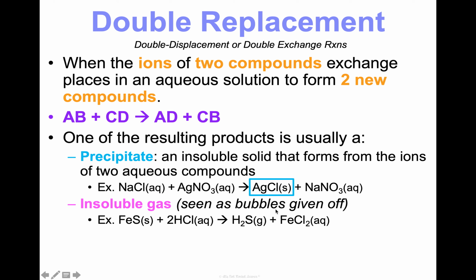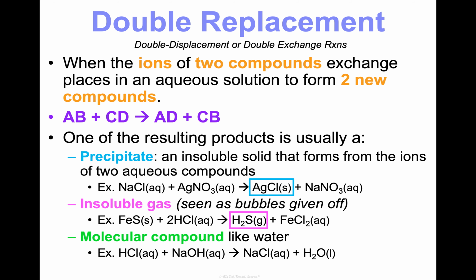We get dihydrogen sulfide, or you can use your acid naming rules here, and we get iron(II) chloride. So this gas given off, those would be the bubbles that we would see. And then last, you can also see a molecular compound made, like water. So hydrochloric acid and sodium hydroxide react to make sodium chloride and water. And when you see a reaction like this, it's actually an acid-base reaction or a neutralization reaction, which we're going to zoom in on a bit more.